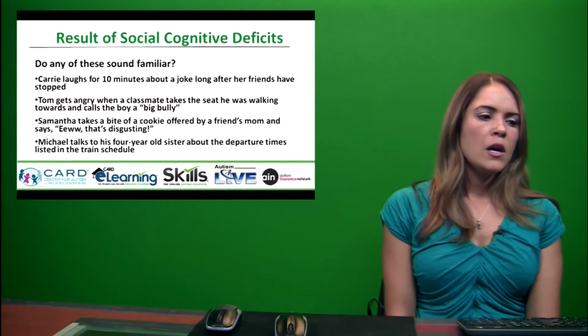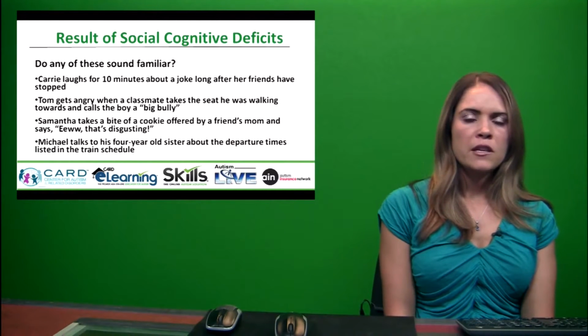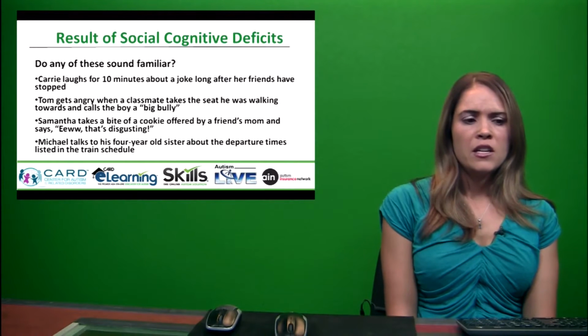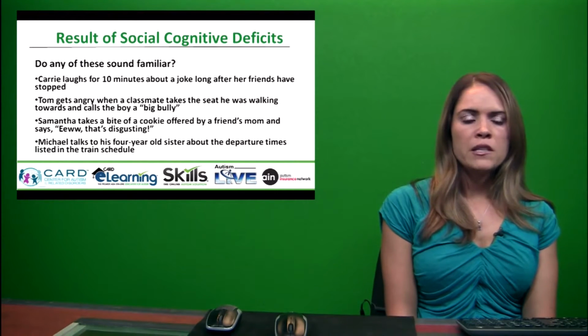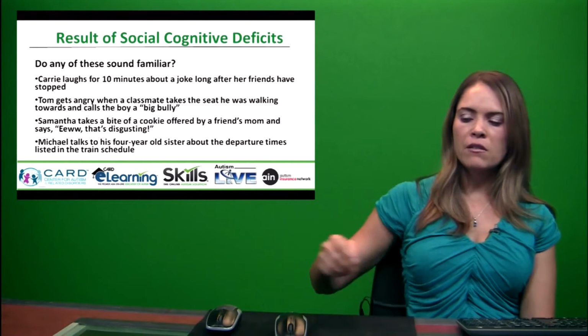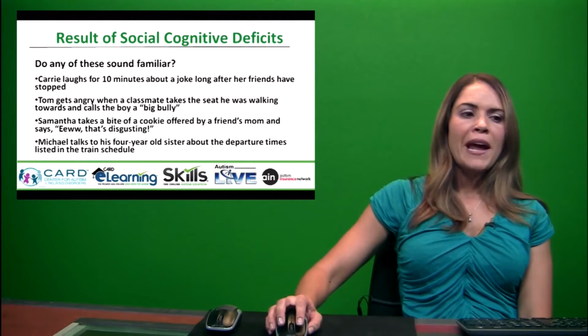Another example, Michael talks to his 4-year-old sister about the departure times listed in the train schedule. His 4-year-old sister doesn't even understand time yet. She certainly doesn't care about the train schedule, and Michael doesn't really care either because he's not even thinking about what she likes, what her preferences are, or topics of conversation she would find interesting or any of that. So you can see how this creates such a problem for children if they don't have these skills.